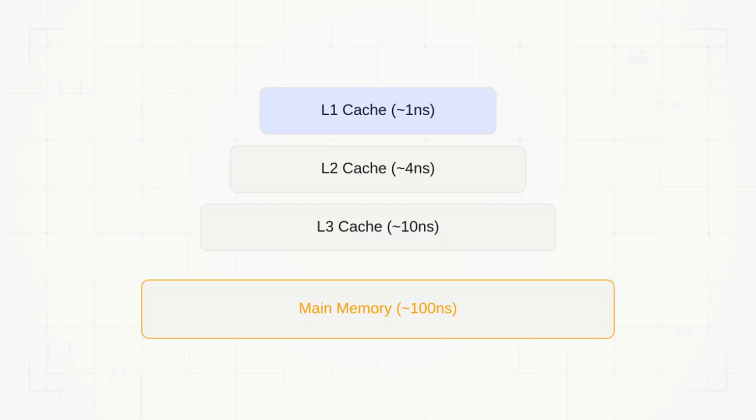If your data is local, meaning it's already in the L1 or L2 cache, your code flies. If the CPU has to reach all the way to RAM, it's like stopping work for 2 minutes every time you need a pencil. Data locality is the art of ensuring that when the CPU reaches for a tool, it's already in its hands. When the CPU fetches data, it doesn't just grab the single byte you asked for. It fetches a 64-byte chunk called a cache line.